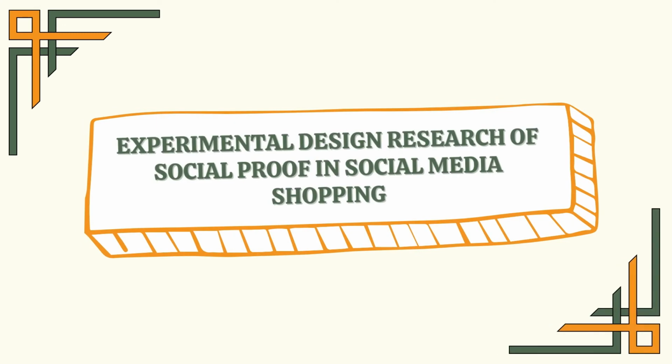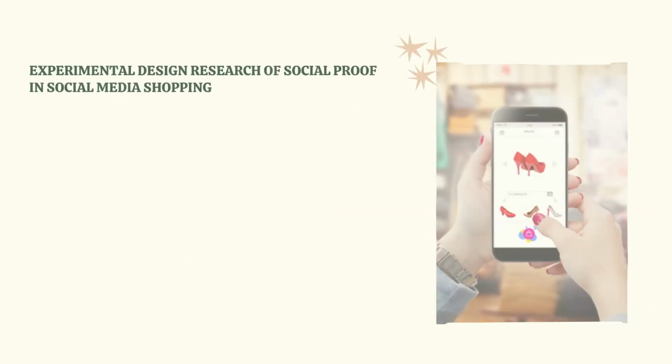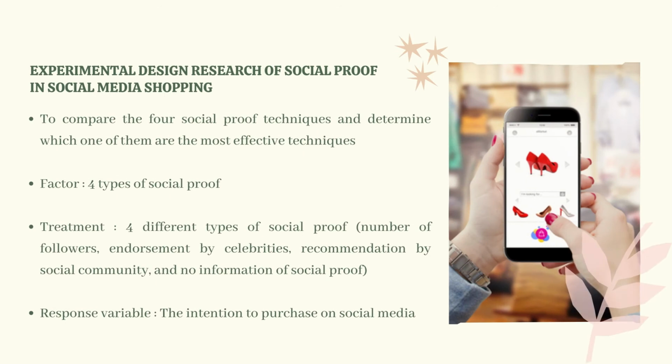The next experimental design is experimental design research of social proof in social media shopping. The main purpose of this research is to compare the 4 social proof techniques and determine which one of them is the most effective technique that influences consumers' purchase intention in a social commerce site. The factor is 4 social proof techniques.